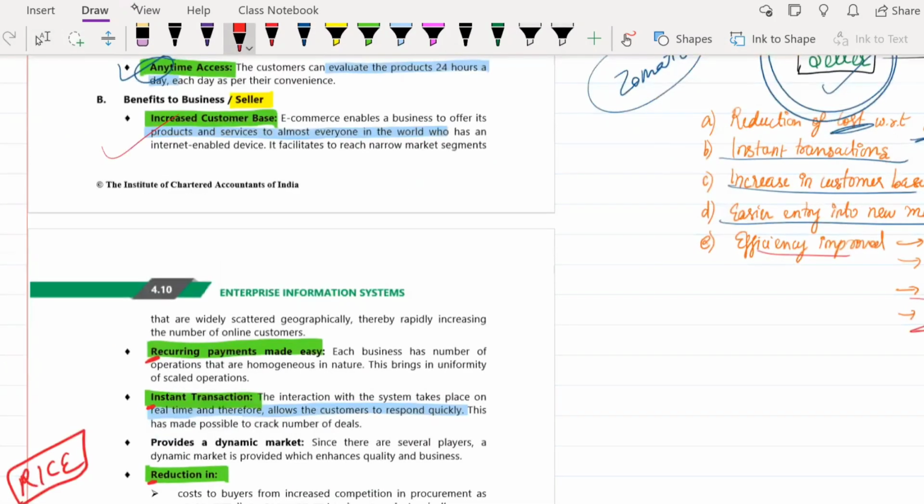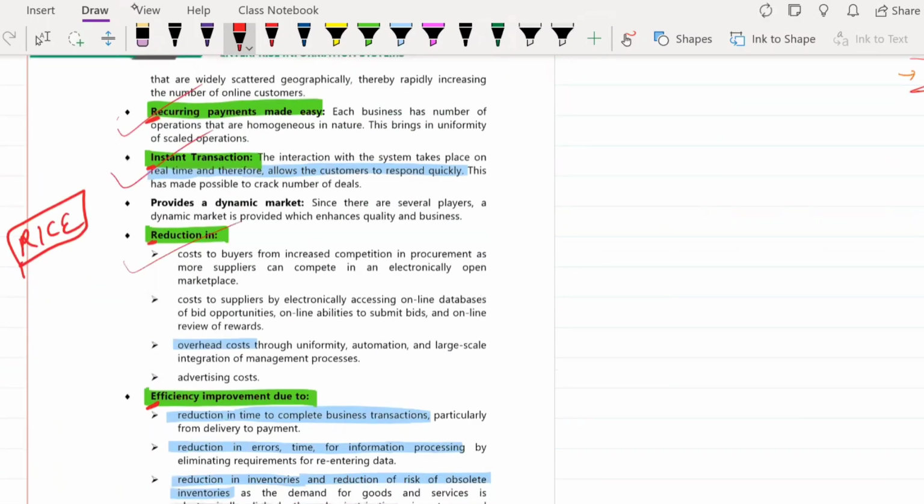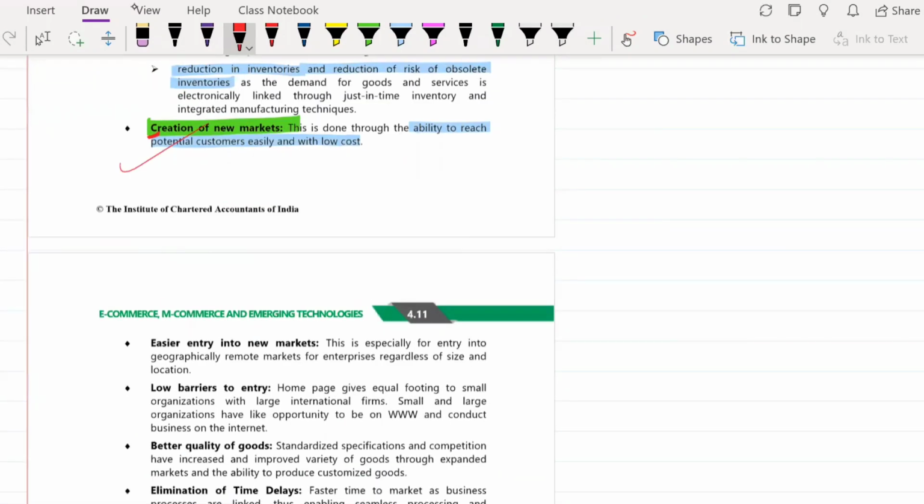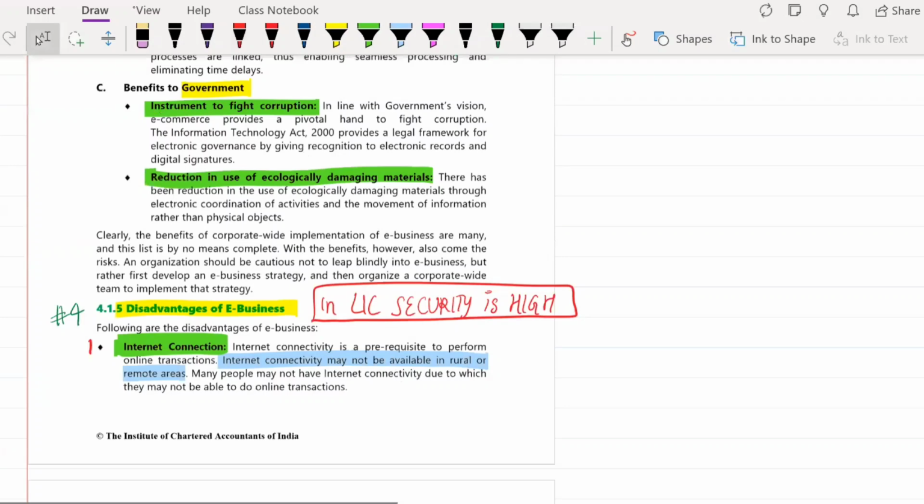So you have increased the customer base. Then recurring payments are made easy. Recurring payments are made easy means once you feed in the credit card details, if you are comfortable with the website having your details, you can just give a save option there. So every time you make a payment, it's easier for you. You need not fill all the details again and again. Then instant transactions will happen. There is a reduction in cost, your efficiency is improved, and you will have easier access to new markets.